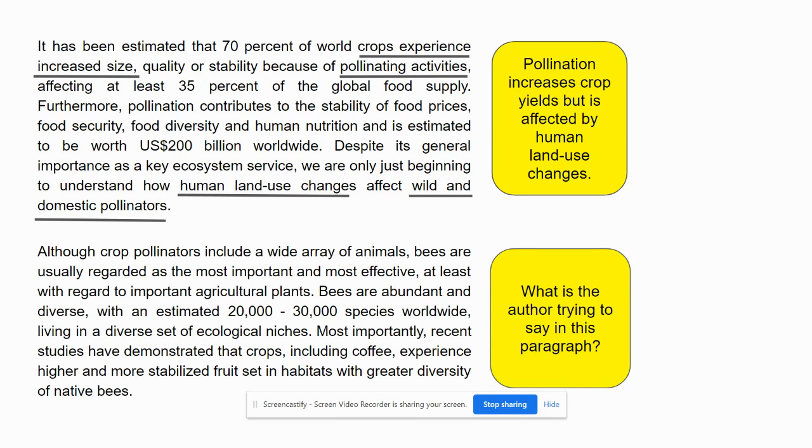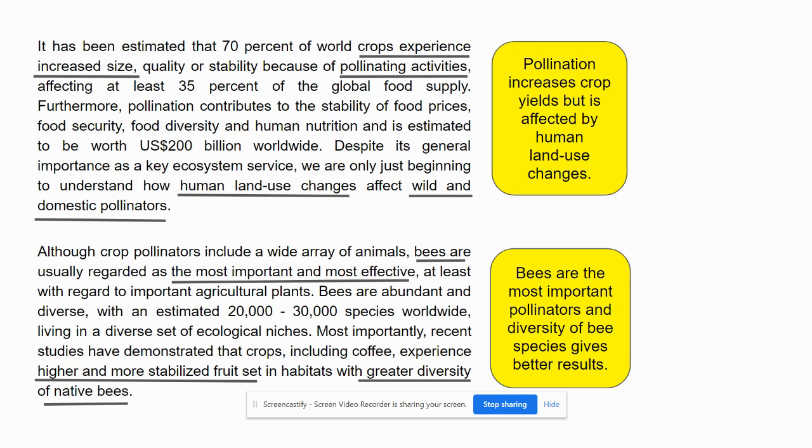So the first idea we meet there when we think about what's the author trying to say in this paragraph is the idea of bees being the most important and effective pollinators. Then we get some background information about bees, species, ecological niches. Then we get the idea that these plants experience higher and more stabilized fruit set, and the reason for that is the greater diversity of native bees. So once again, we seem to have two ideas in this paragraph. First is that bees are the most important pollinators, and secondly, the diversity of bee species results in better pollination.